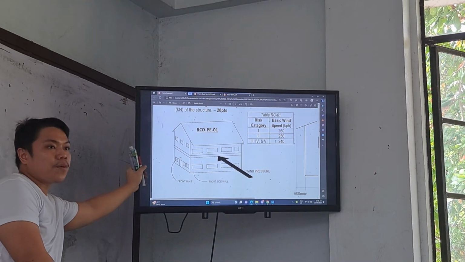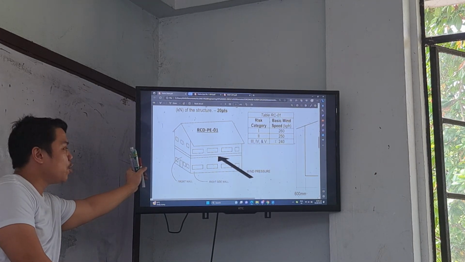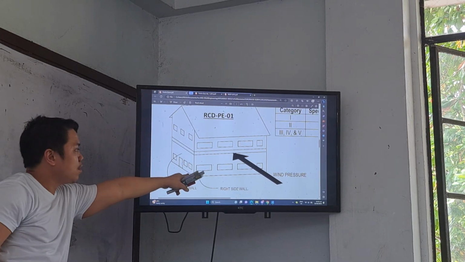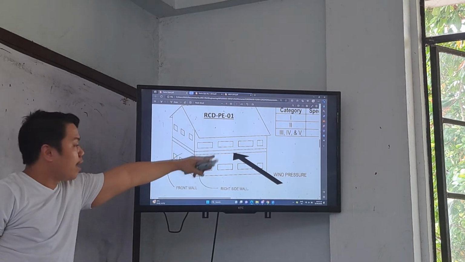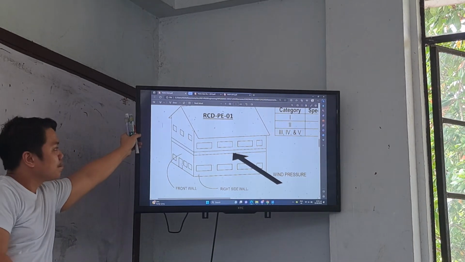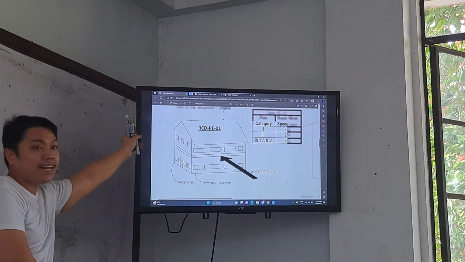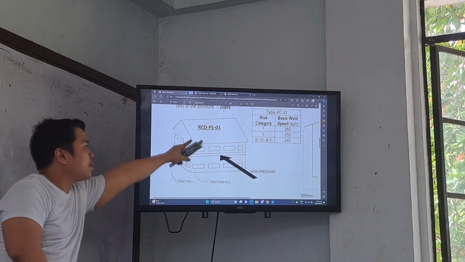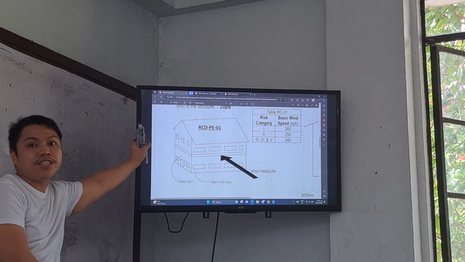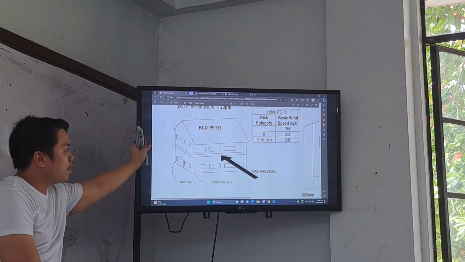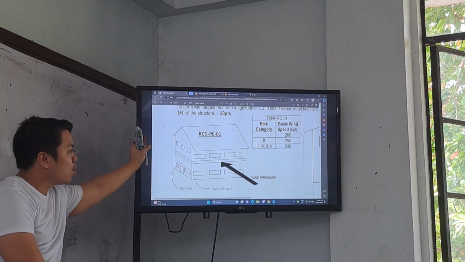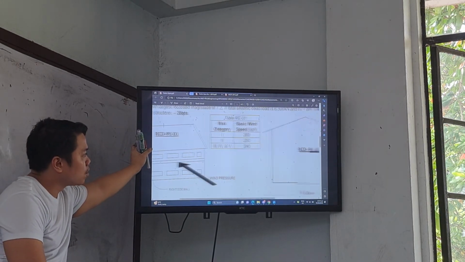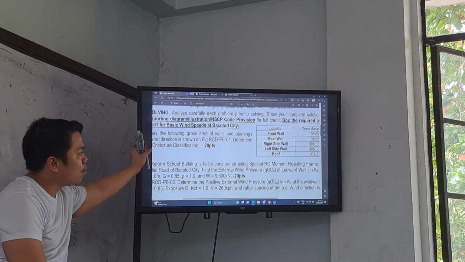So this is the prevailing wind direction. The wind blows toward the front wall and the right side wall, meaning the back is our rear wall and our left side wall. So the wind hits the right side wall. We will consider the area of this wall for our AG and AO. From the figure, we know the wind is blowing perpendicular to the ridge. Then that's the right side wall in the table.